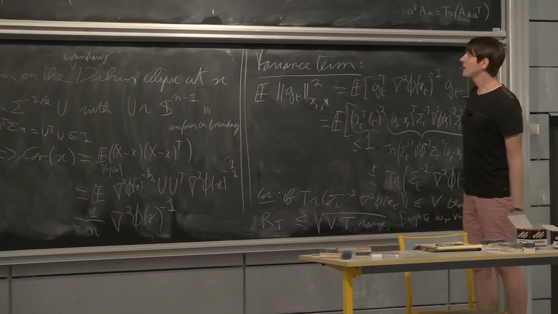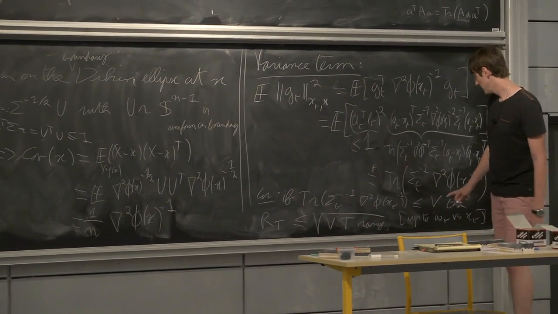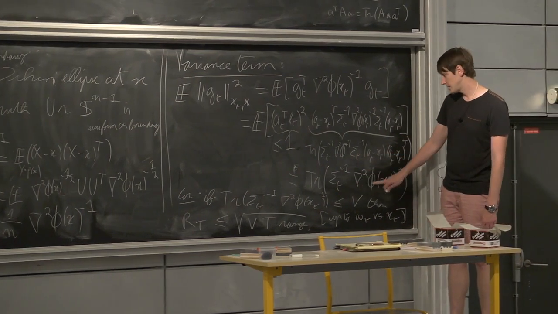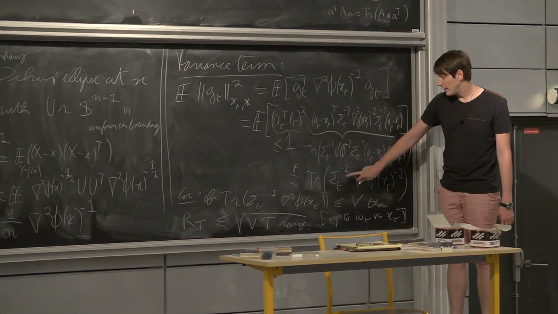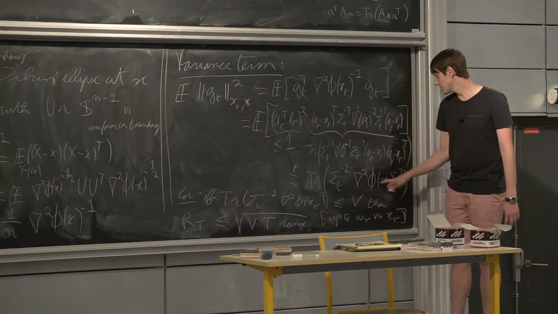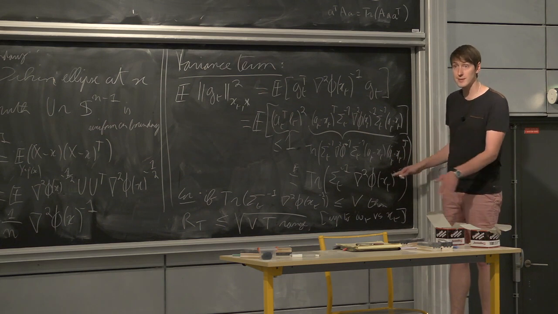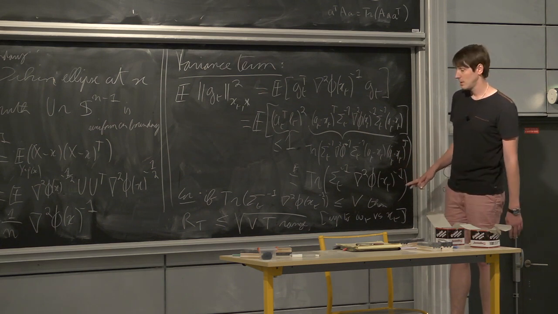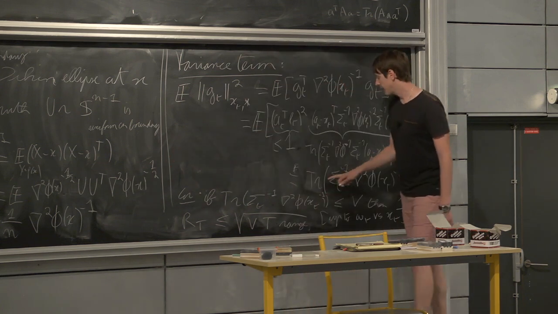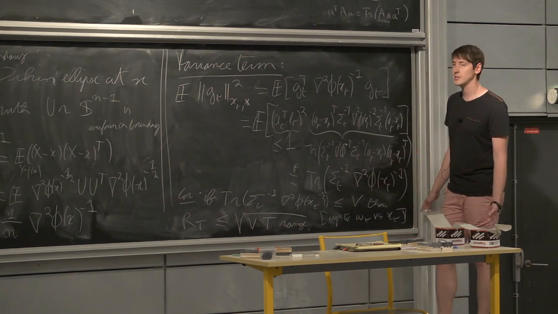which is exactly what you wanted. Sigma inverse is exactly the Hessian of phi. So the Hessian of phi times the Hessian of phi inverse, they cancel each other. I get a factor n because I have a 1/n here, and I get another factor n because the trace of the identity is n.